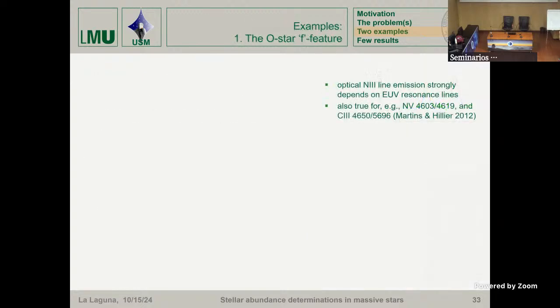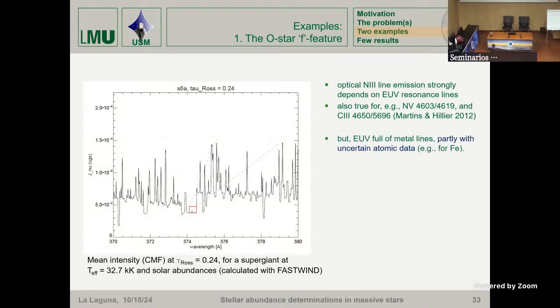So this I will not explain here. The important point to remember is that this emission strongly depends on the EUV. And this is not only true for this line, but for a large number of other lines, for instance, the famous carbon 3 4650 lines. So when we have a look into this EUV range, we have here the radiation field. Now look, this is only 10 angstrom wide here, and this is at an optical depth of 0.3, so roughly in the formation region of these lines. And you see there are a lot of things going on in this 10 angstrom. And our nitrogen 3 resonance line is located here.